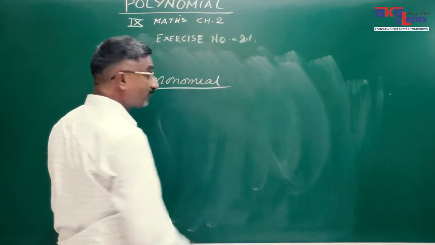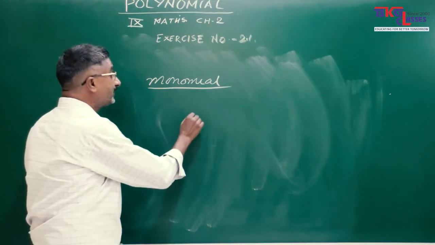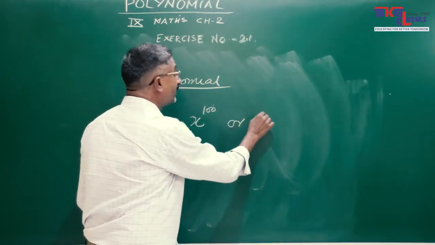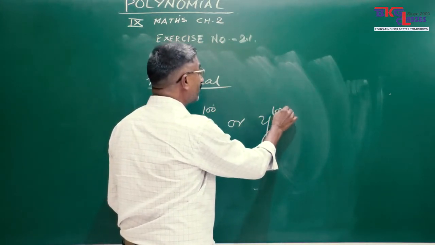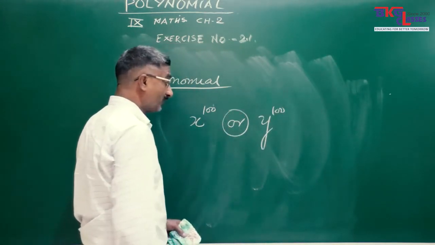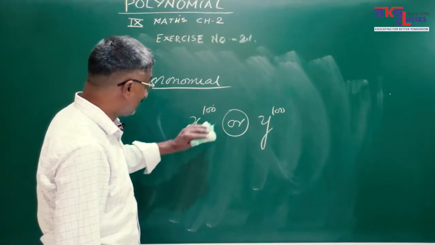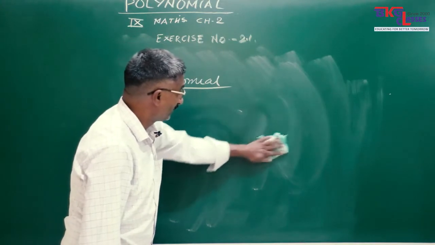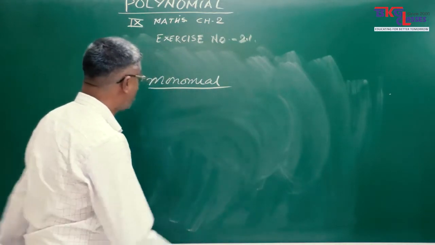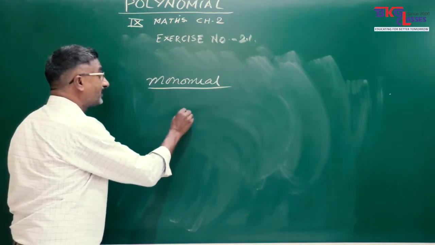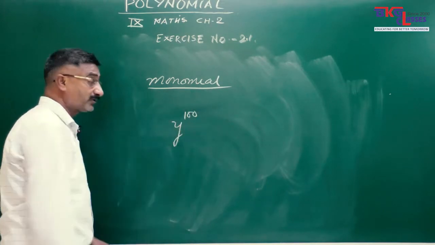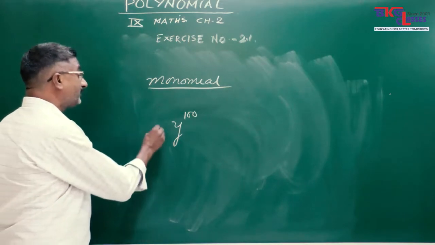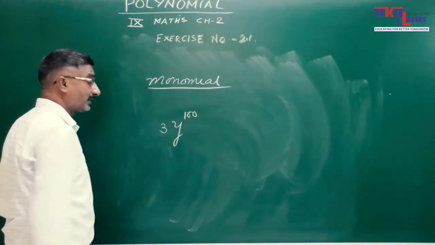Means the term is 1 only and the degree is 100, means x raised to the power 100, or you can write variable y raised to the power 100. I am writing or. Don't get confused whether you can take x or y. I am taking here for example y raised to the power 100 because for a monomial I have to write down only one term. I can multiply by any constant.